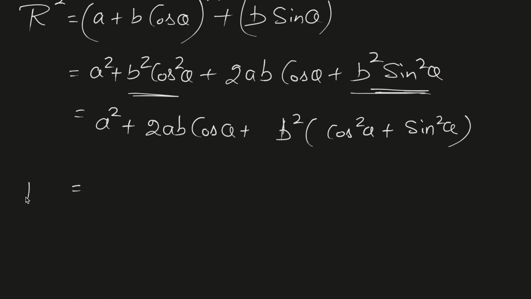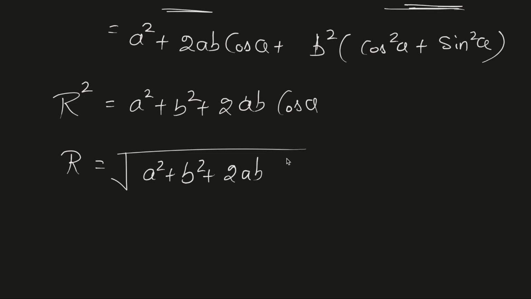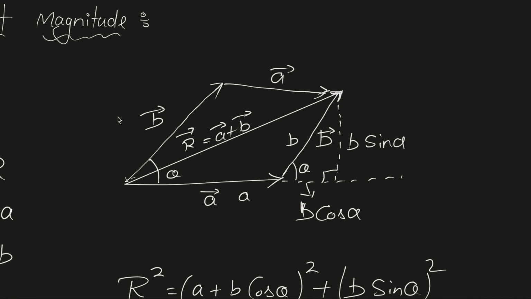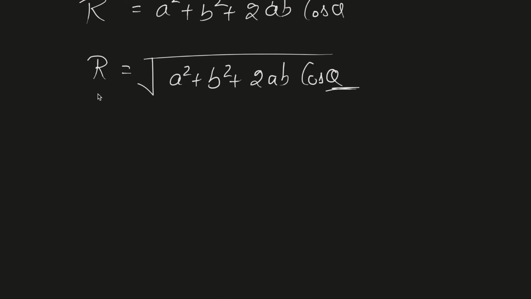Then the resultant of any vectors simply becomes a square plus b square plus 2ab cos theta, so the resultant comes out to be under root of a square plus b square plus 2ab cos theta. Remember the angle theta: we have taken the angle between the two tails of the vectors a and b. Remember that the angle is between the two tails of a and b, and this is the resultant.